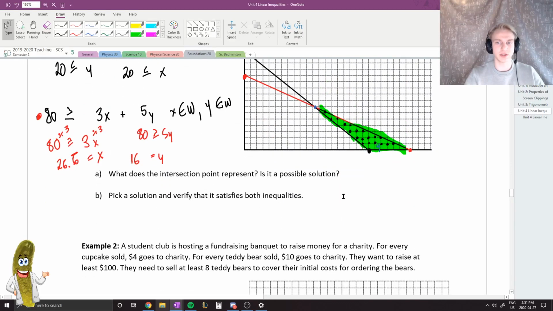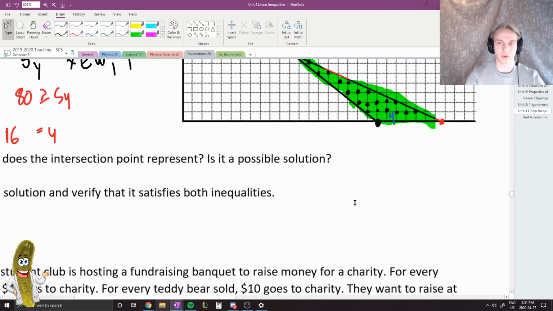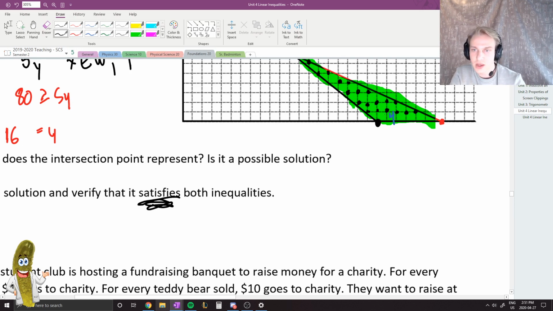So if we were to do this part B here, what we would do is pick a point and make sure that it satisfies, which means that it fits into and makes right both of the inequalities. So let's choose this point here, my blue little circle. This is the point 21 for my x value and 1 for my y value.